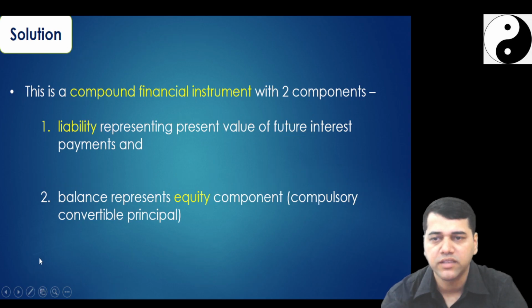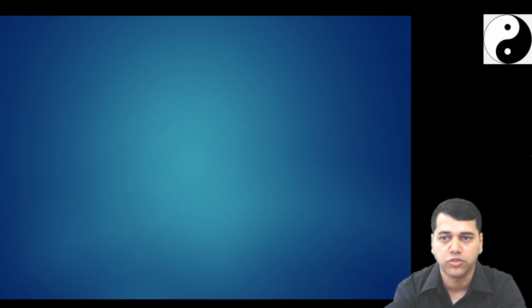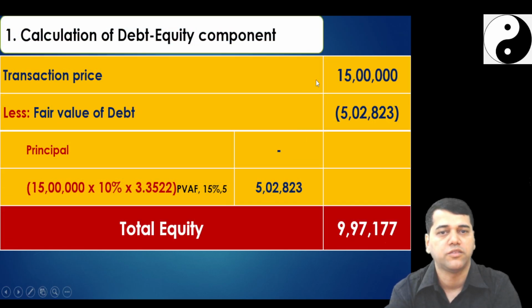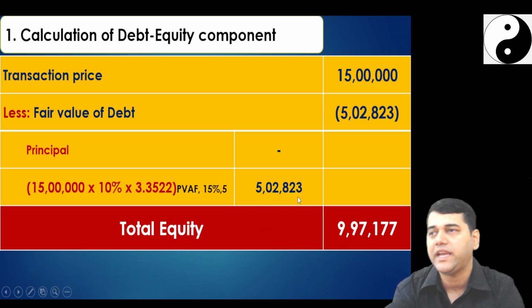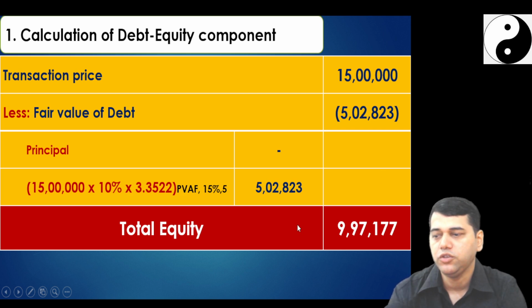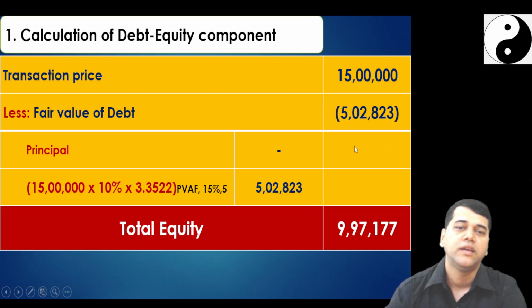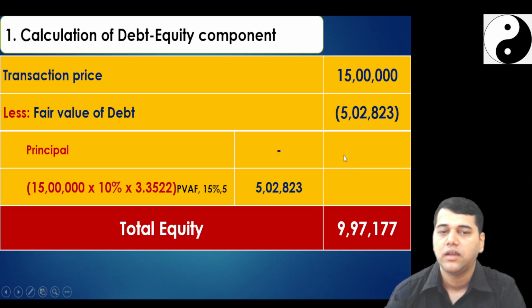Okay, so here I have written theory, but not required. You can just ignore that because it's not a theoretical question. So transaction price is 15 lakhs. Fair value of the debt is 5,02,823. You get 9,97,177. So debt value will be 5,02,000 and equity value will be 9,97,000.